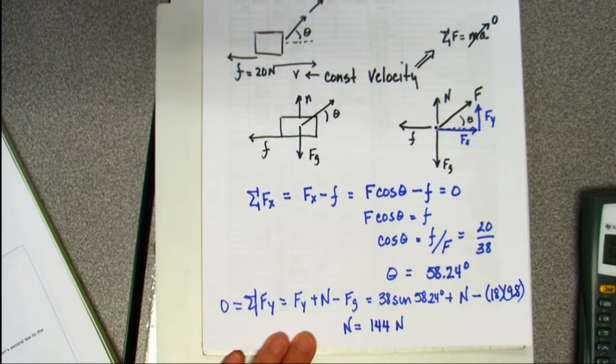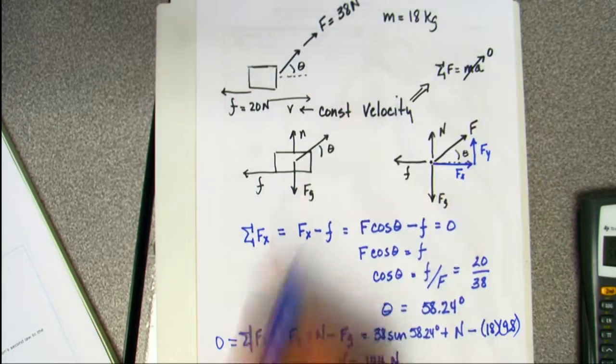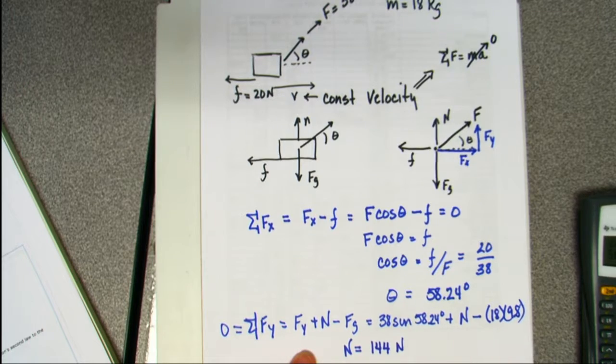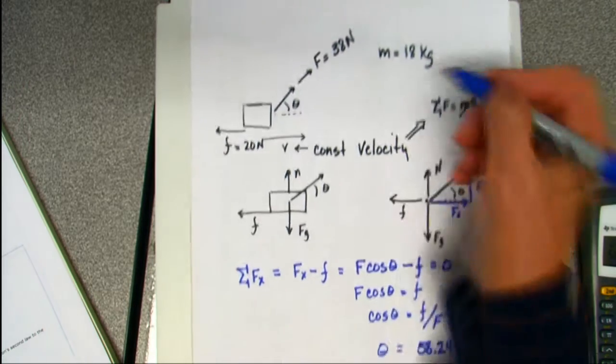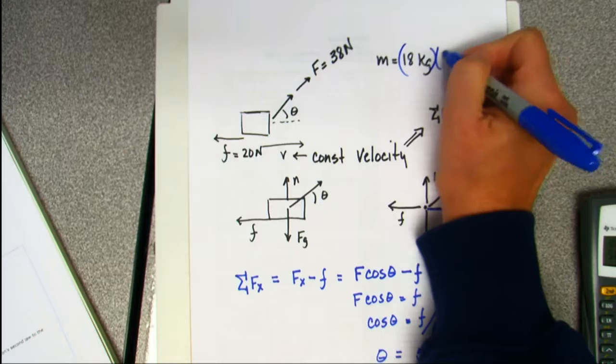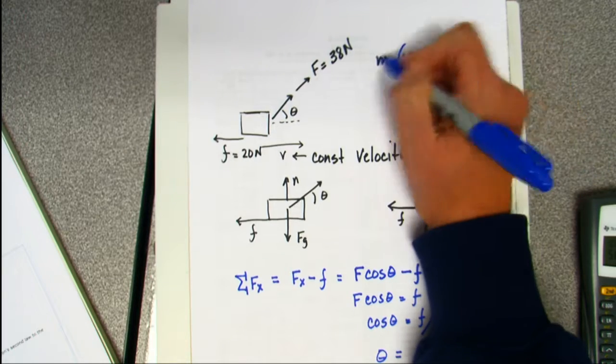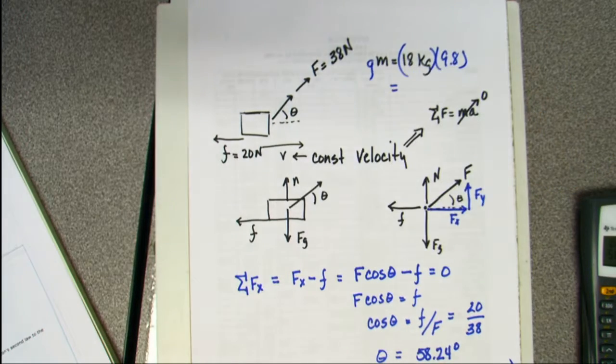Then 18, yep, because that was the mass, times 9.8. Because it gave me a mass, I have to do 9.8 to find the weight.